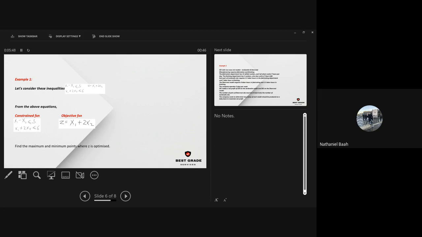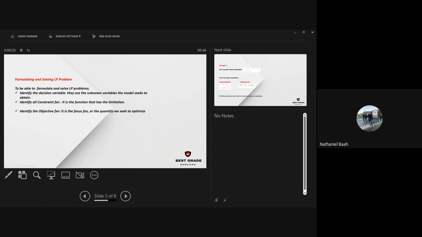Taking my last equation, z equals x1 plus 2x2, the third equation tells us that for us to be able to find z, we should have the values for x1 and x2. So with these three equations, we can conclude that our decision variables, the variables that we are looking to obtain from these equations, are x1 and x2.